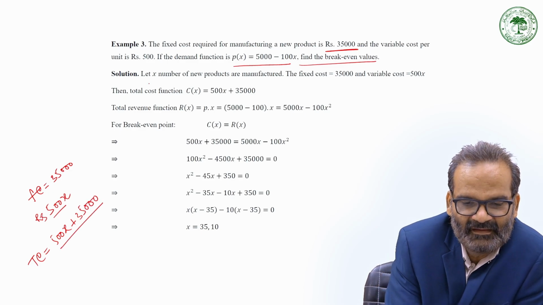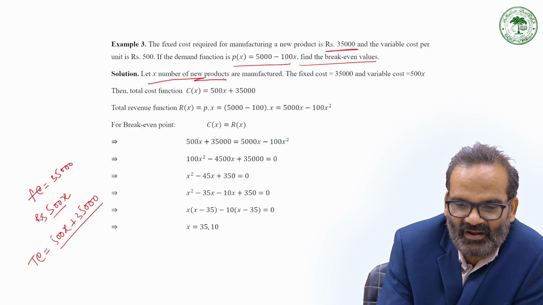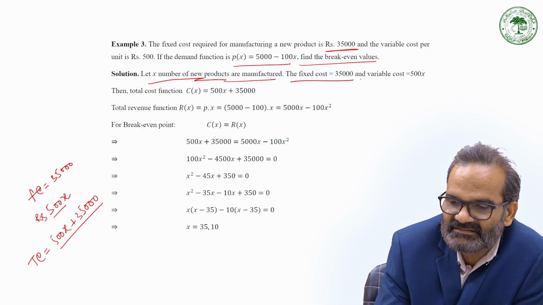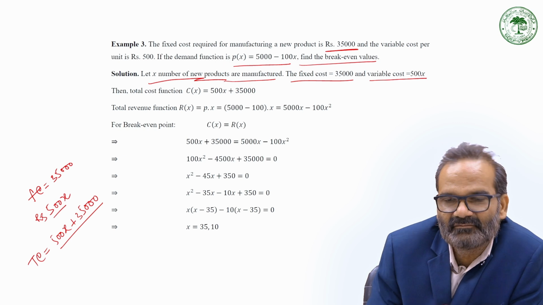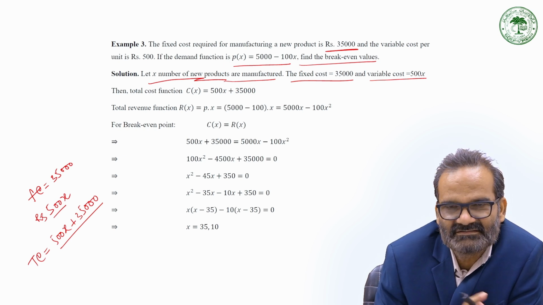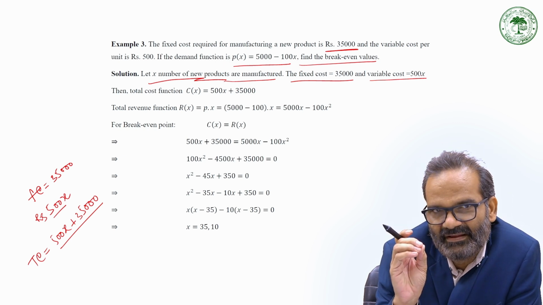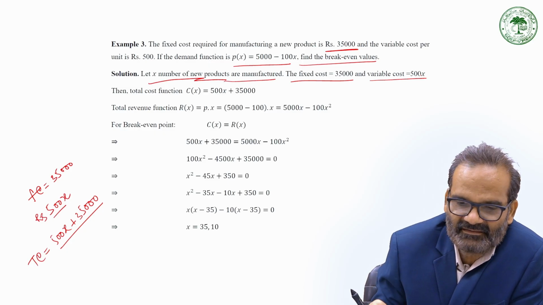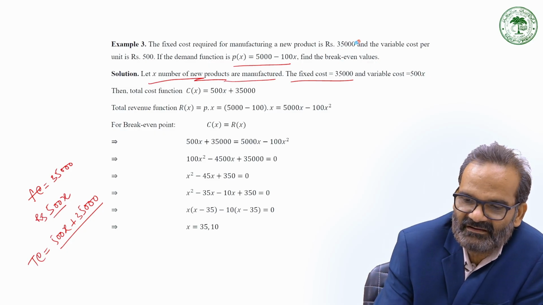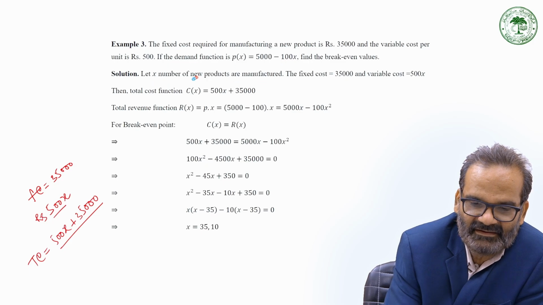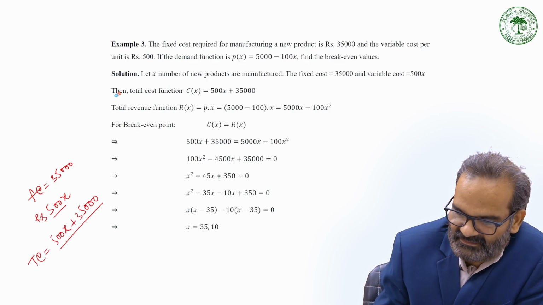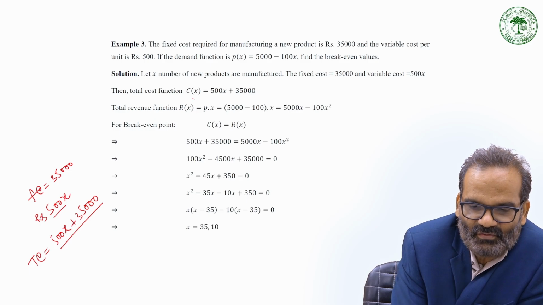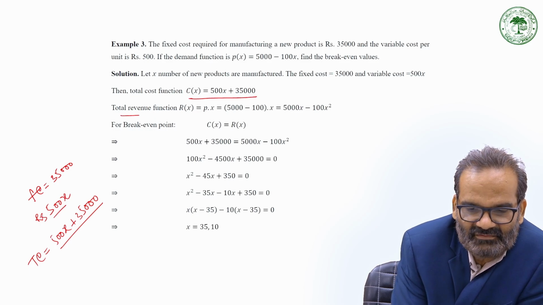See this, let X number of new products be manufactured, the fixed cost is given this and the variable cost will become 500X because the cost of a single product is rupees 500, right? So the total cost function is obtained by this, that is 500X plus 35,000. Now, this is our total cost function. Now, find out the revenue function.